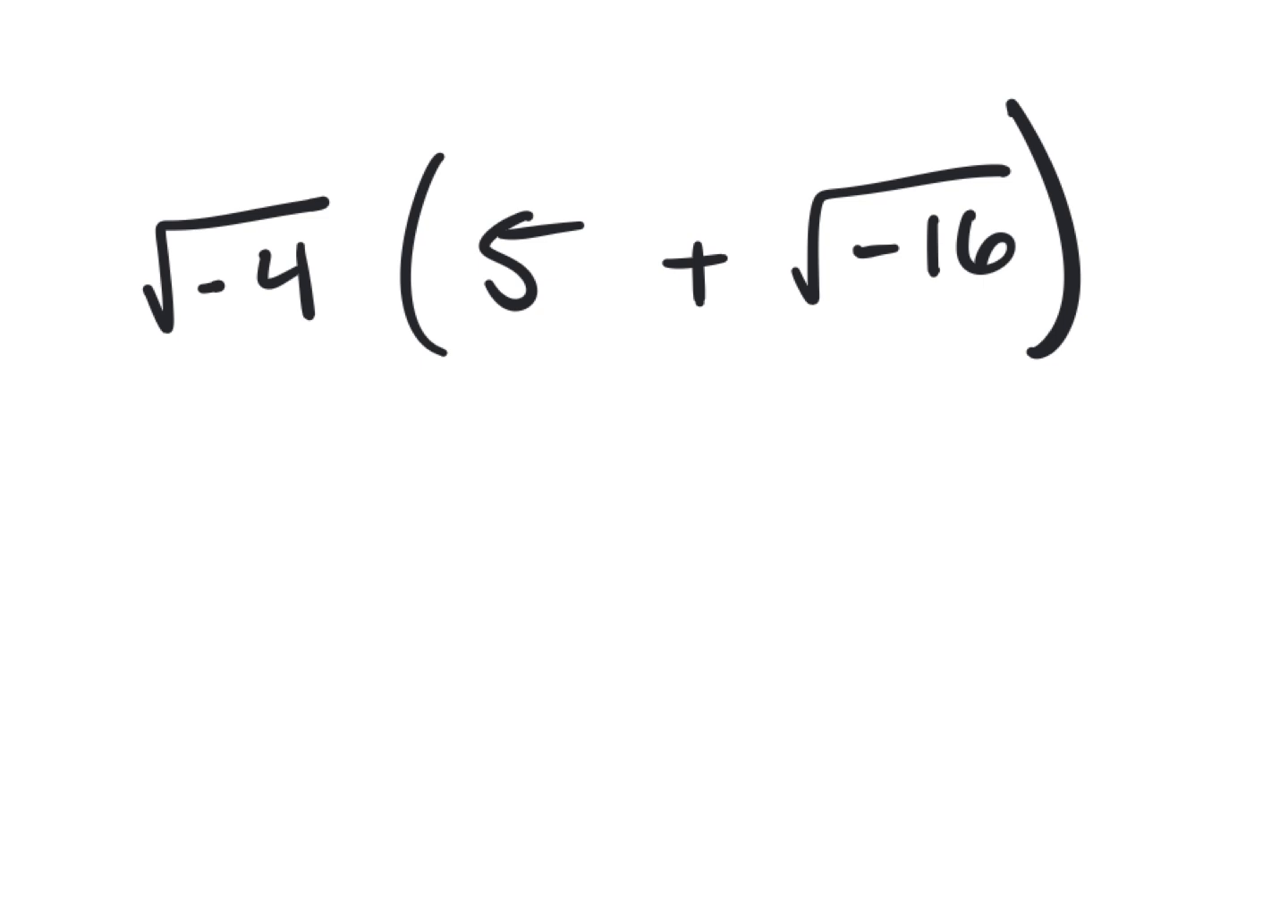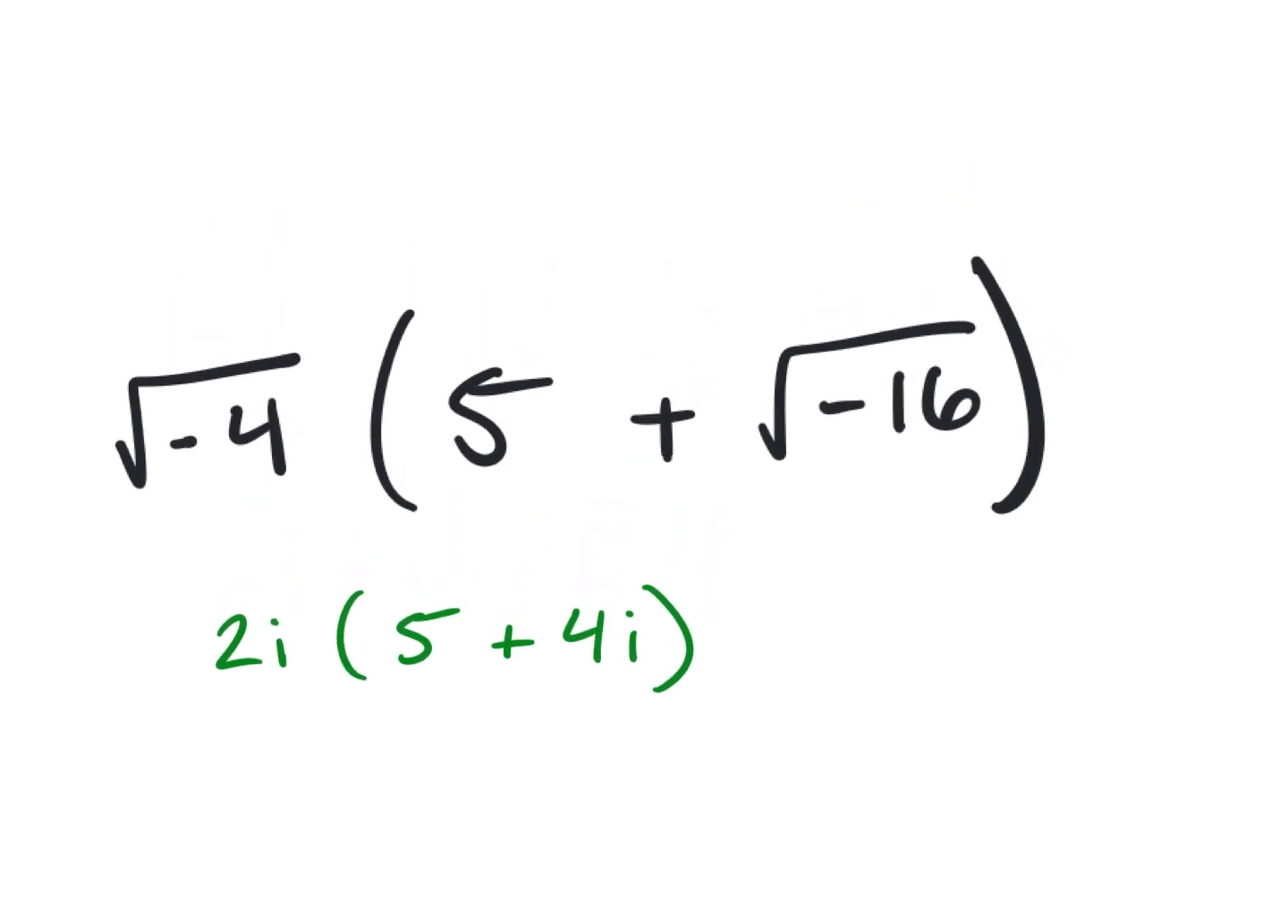So let's say we have the square root of negative 4 times 5 plus the square root of negative 16. What should we do first here? You could distribute the square root of negative 4. But what else could we do? Let's simplify it first. Let's get rid of those square roots and let's simplify. So the square root of negative 4 would be, Jackson said 2i, perfect. And then what's the square root of negative 16? 4i, awesome. So simplify it first.